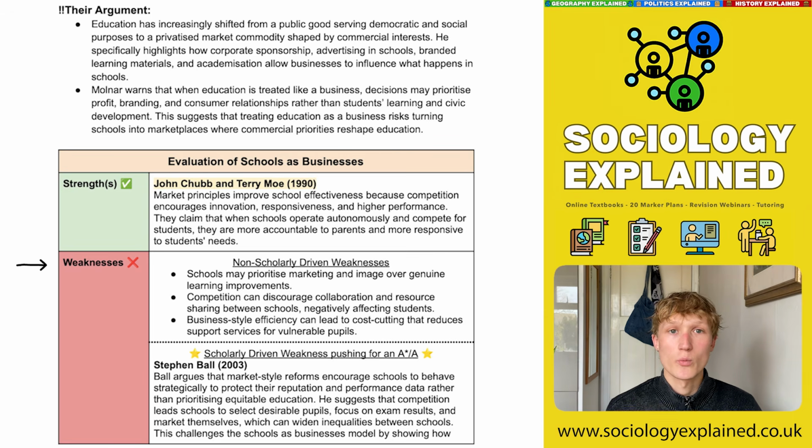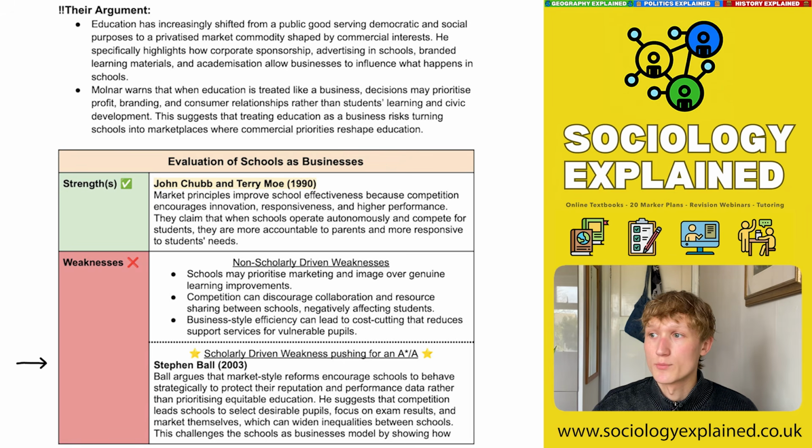You could also say that when schools are competing against each other, it discourages collaboration between schools, which could be a really good way of helping students. And you could also say that when schools are being made to act like efficient businesses, this may lead to them doing things like cost cutting. As many businesses try to cut their costs, if schools do the same thing, that could really disadvantage students, particularly those students who need that extra support.